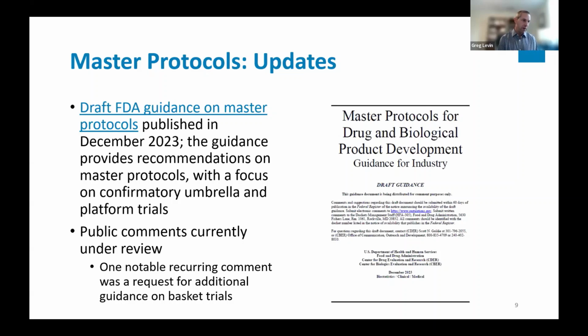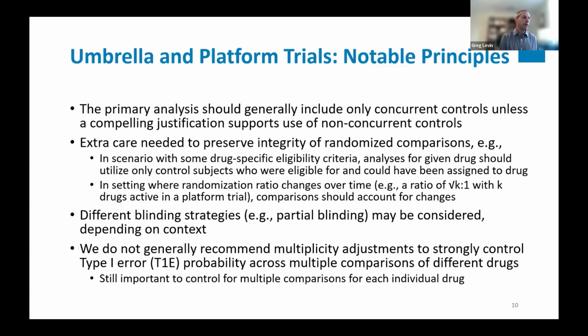One of the notable recurring sets of comments was a lot of interest expressed in the guidance expanding its scope to provide more information, more recommendations related to basket trials. So we're currently considering that. Next slide. So just a few of the notable principles in this guidance, the first being that the primary analysis should generally include only concurrent controls unless there's a compelling justification provided to support the use of non-concurrent controls because of the potential risk of bias that can be induced when leveraging non-concurrent control data.